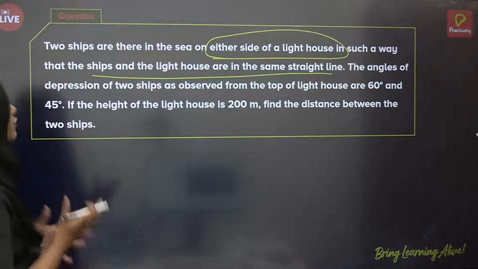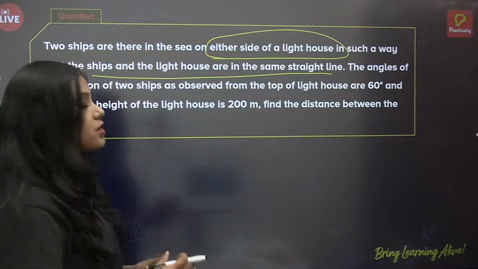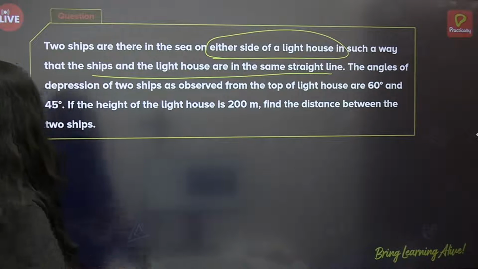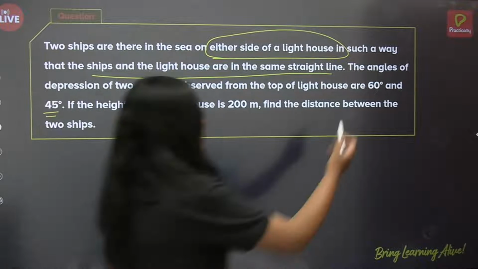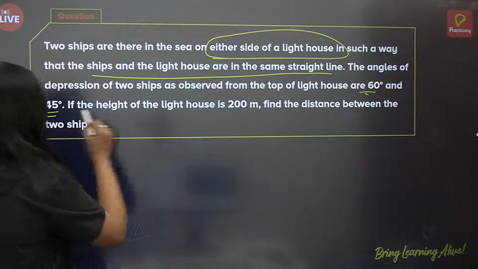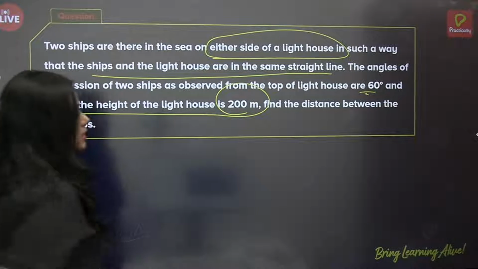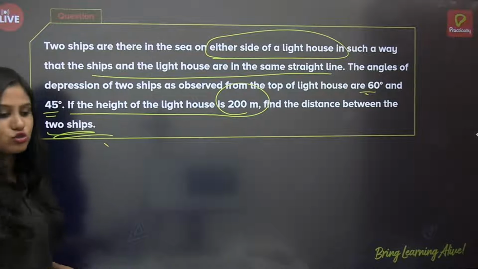The angles of depression of two ships as observed from the top of the lighthouse are 60 degrees and 45 degrees. If the height of the lighthouse is 200 meters, find the distance between the two ships.